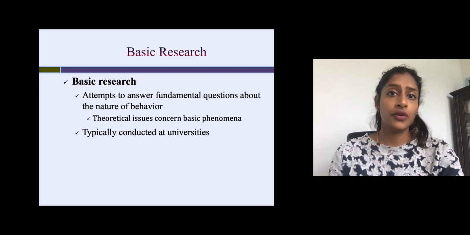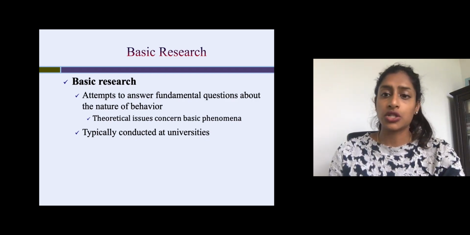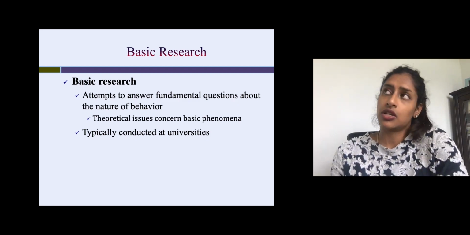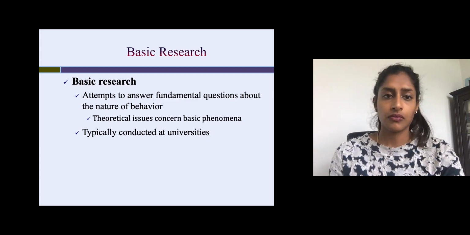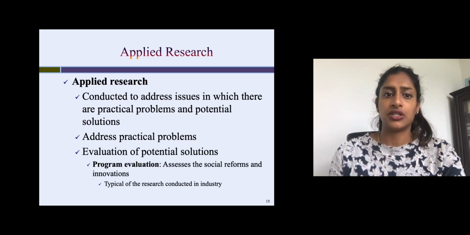Okay? A lot of universities engage in basic research. We're asking a question and we want to know the answer to that question. We're just interested in a topic. Applied research then is conducted to address issues in which there is a practical problem and a potential solution.